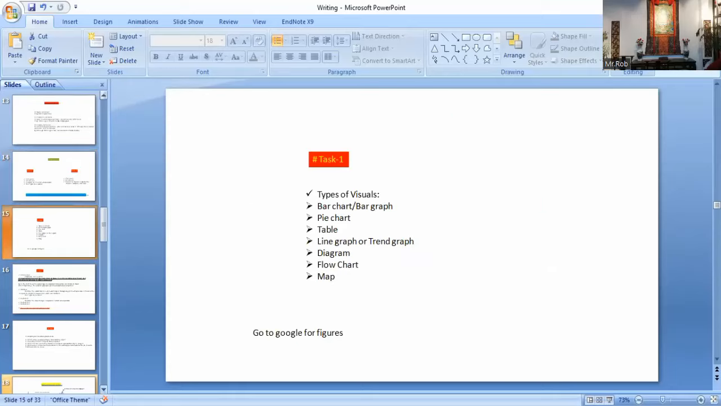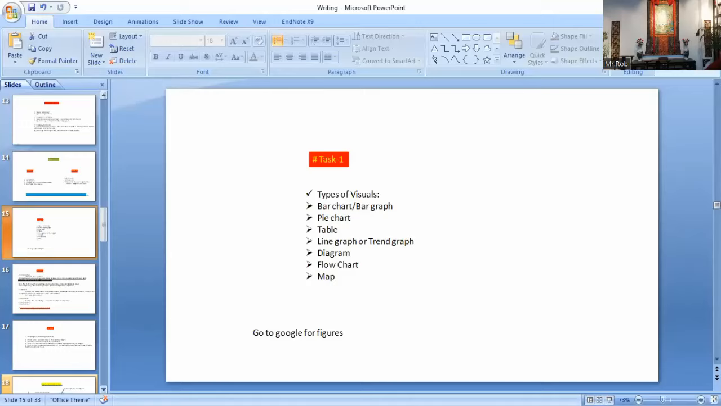Now let's go over task one. How does task one look? So in task one, there are different types of visuals. There are bar charts or bar graphs, there are pie charts, there are tables, there are line graphs or trend graphs, there are diagrams, there are flow charts and maps.